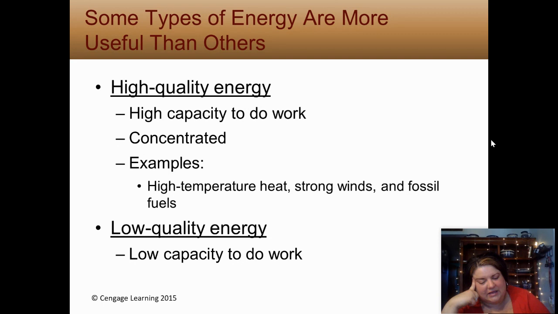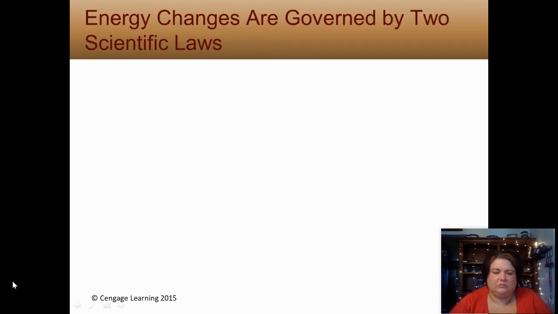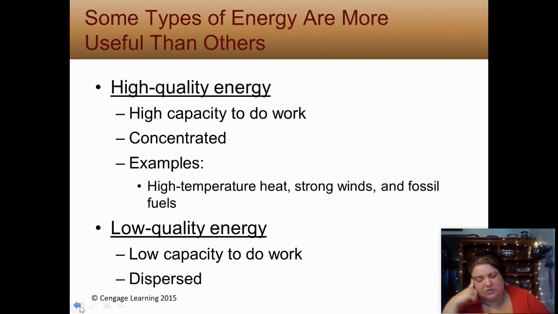Low quality energy has not a lot of capacity to do work. So not all types of energy can be harnessed. It's more dispersed. So think about the ocean. You have this enormous, almost infinite amount of molecules moving around in the ocean, but it's so spread out, it's so hard to harness that. Or think about just air in general. So you have this low quality energy, low heat, just not super useful. So when it's spread out, it's not concentrated. It's hard to harness that to do work.